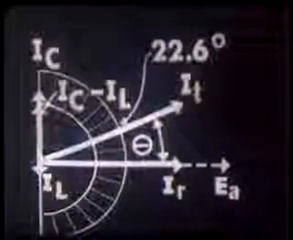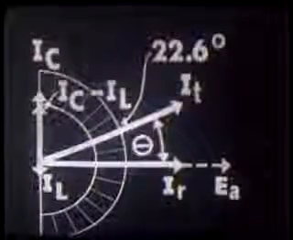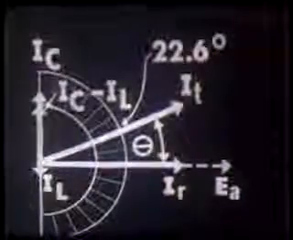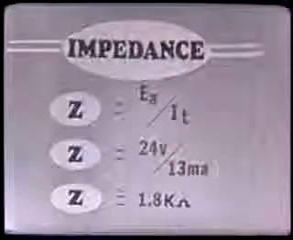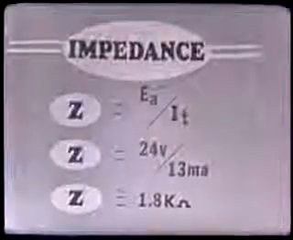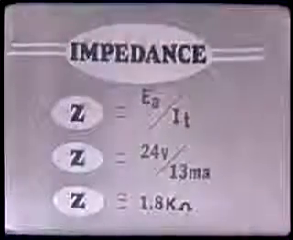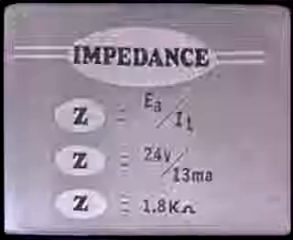Now that we have calculated graphically our total current to be 13 milliamperes and the phase angle to be, as you can see, 22.6 degrees, let's go one step further and find the impedance of our circuit. Once again, we can use Ohm's law. Substituting into the formula, note that the impedance is equal to approximately 1.8K ohms.